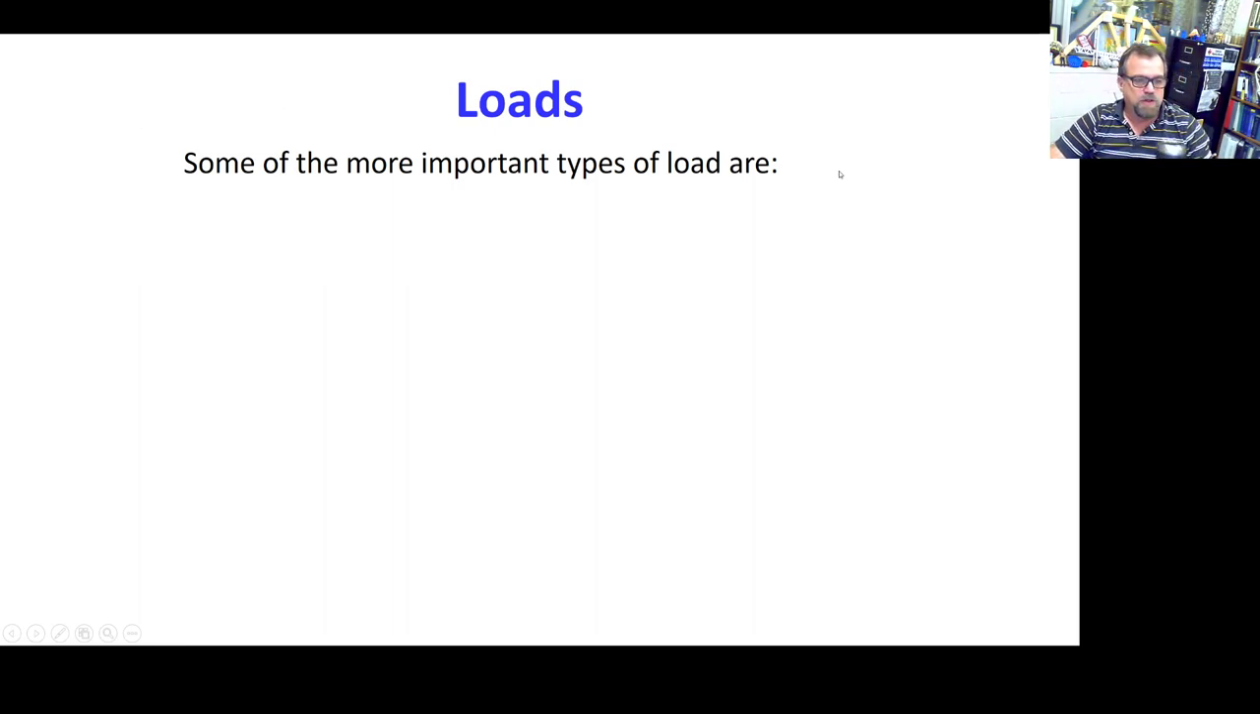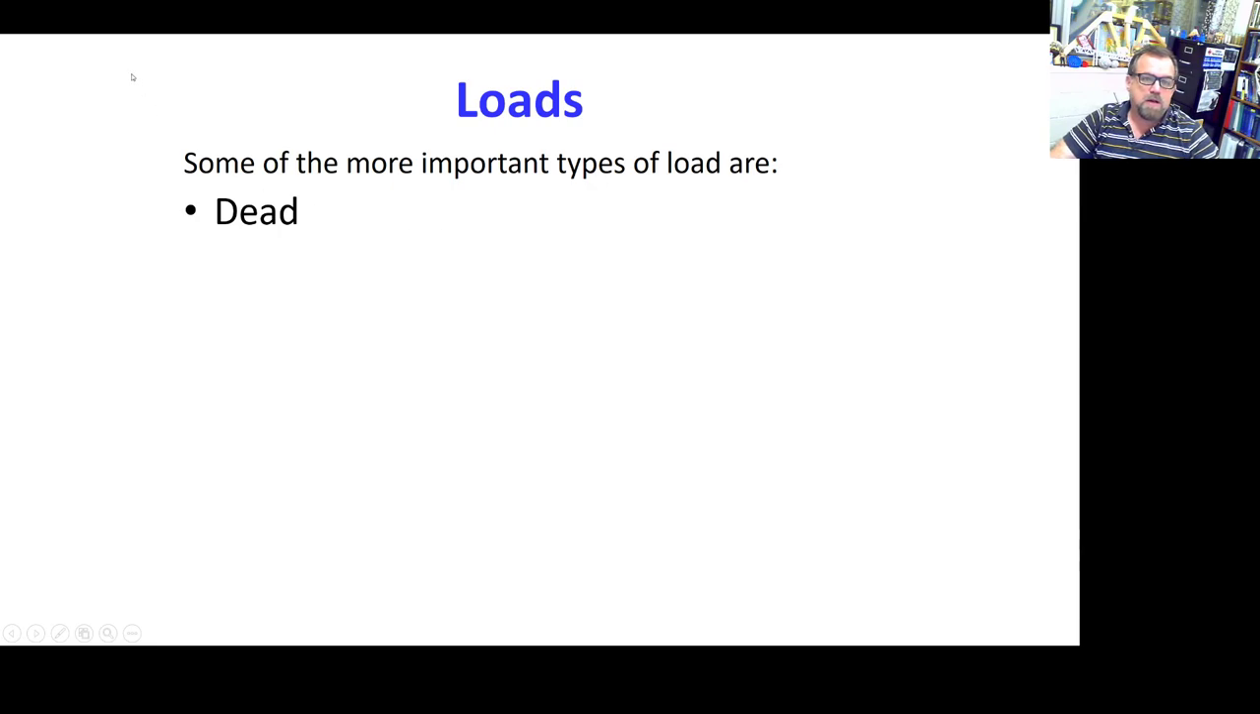So the most important types of loads are, tell me, the roof. Well, yeah, but this is not the type of load. The beams. Yeah, okay, girders, but this is not the type of load. That type of load is referred to as dead load. And what is dead load?